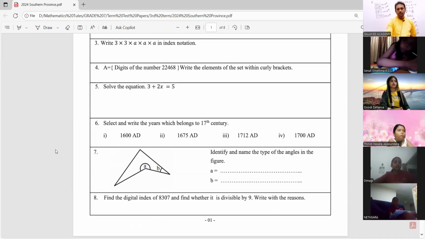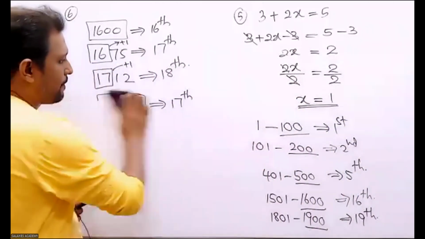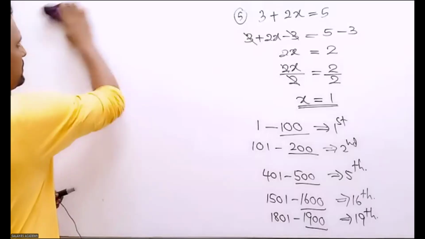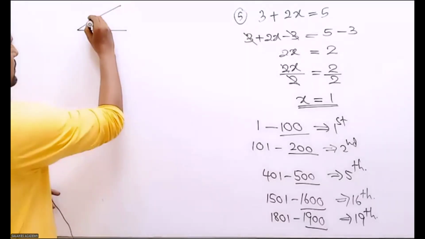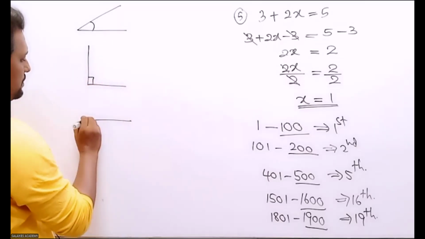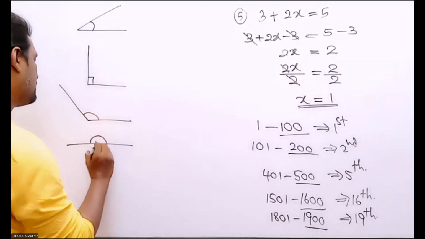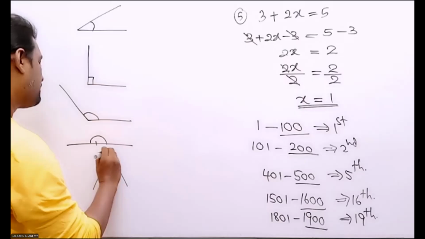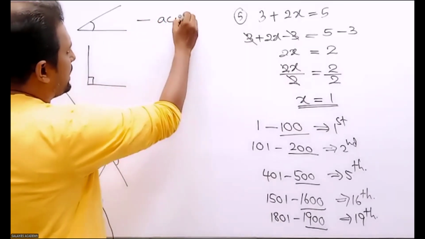How many types have you studied? Five types, no? What are the five types? Acute angle, right angle, obtuse angle, straight angle, reflex angle. Like these angles are known as acute angles.